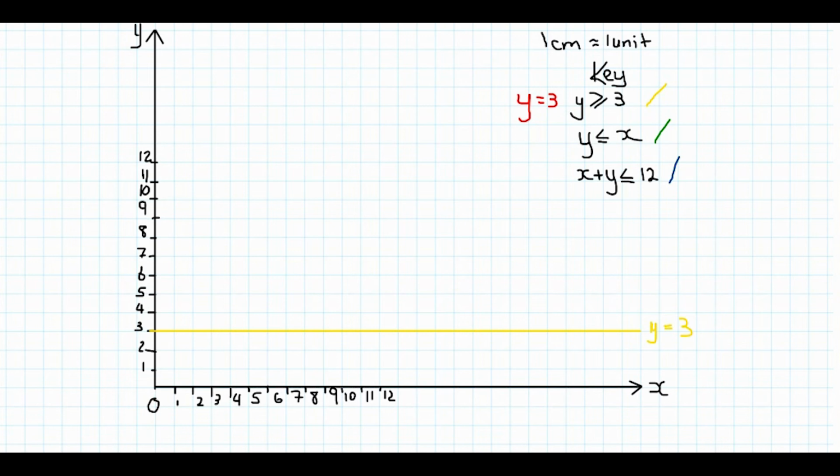Anybody? Where would... everything above 3? We all agree with that? Everything above 3 corresponds to y being greater than or equal to 3. That's correct. And even if you were doubtful, you could test it out. Choose any random point above the line y is equal to 3 and choose any random point below the line y is equal to 3 and look at the y coordinate of that point.